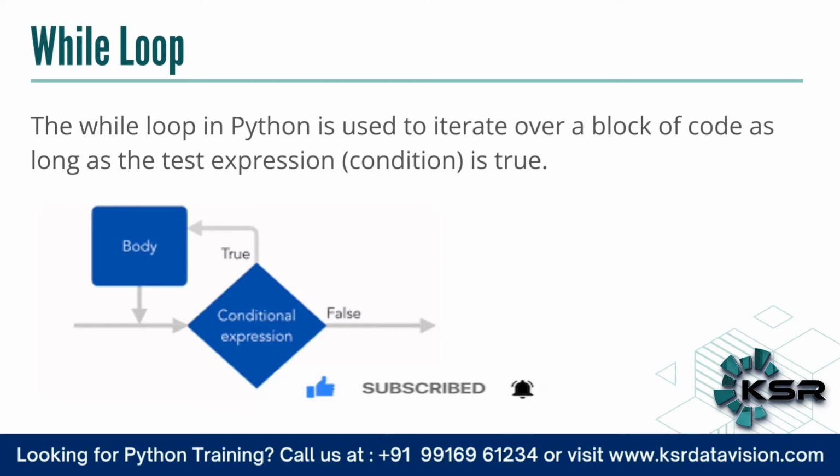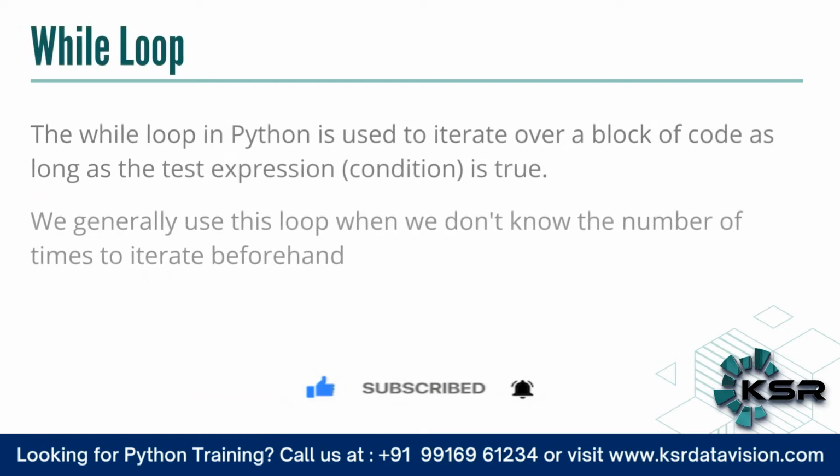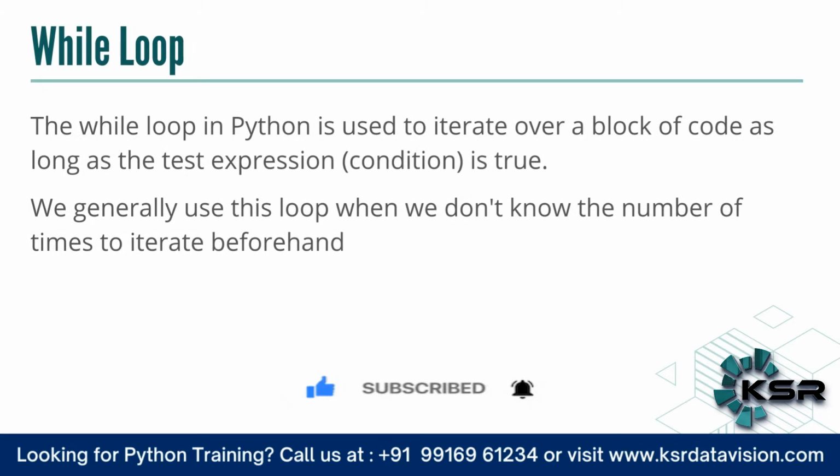Whenever we have any sequence, we go for a for loop. If we don't have any sequence, and we just have a condition to be checked, then we go for a while loop. So we generally use this loop when we don't know the number of times we iterate beforehand.